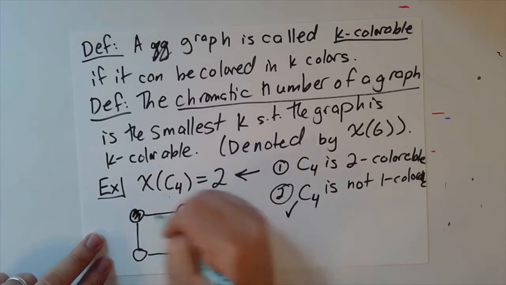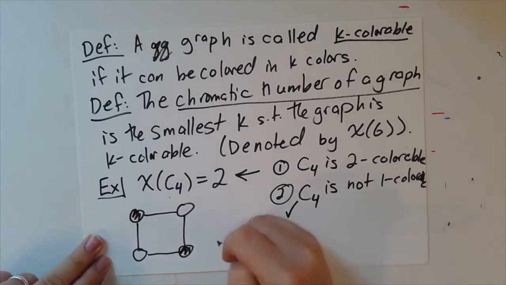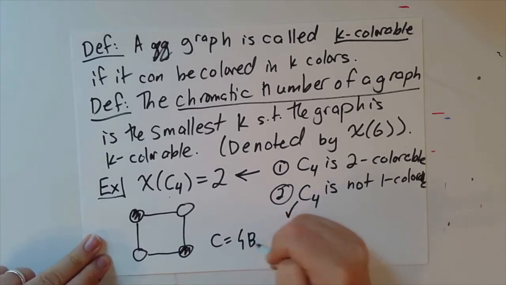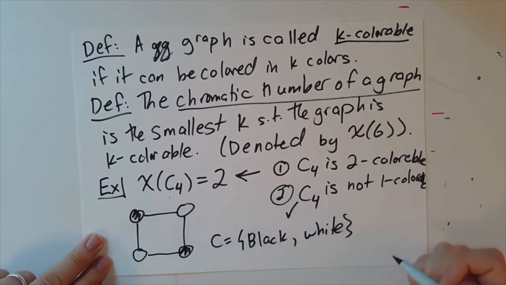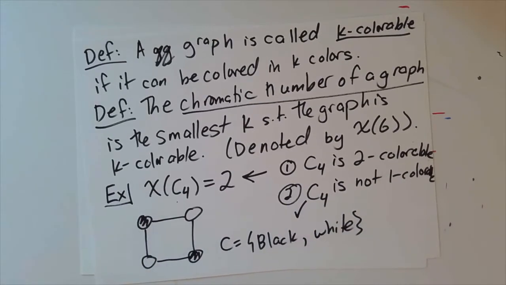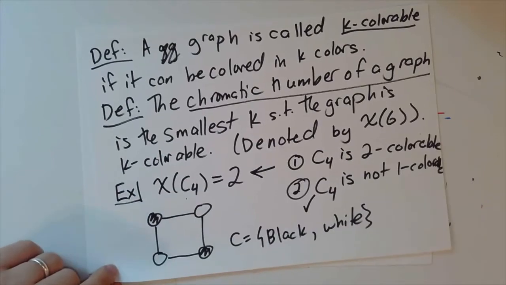Well, I sort of showed you this earlier. Here's a coloring in my color set, black and white. Okay, so the chromatic number of the cyclic graph on 4 vertices is 2. And so for any graph we've ever looked at or that you ever think to write down, you can immediately ask yourself, hey, what's the chromatic number of this graph? And sometimes it'll be easy to see what it is, and sometimes it won't be.